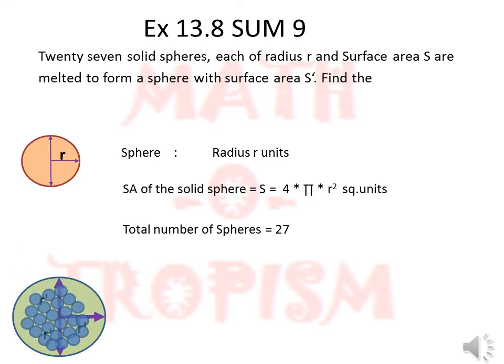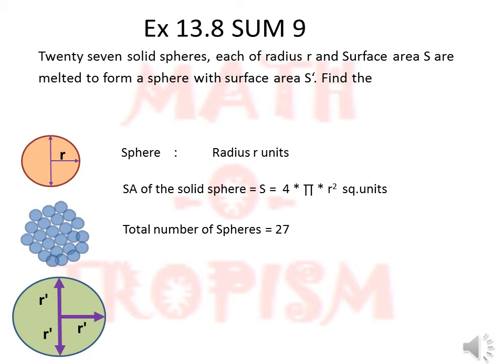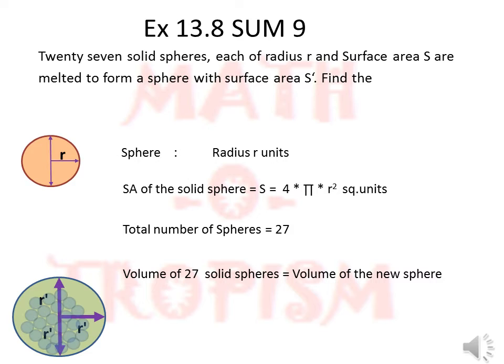Melted means we have to consider the volume, because it is including all the thing which is occupied inside the shape. So here we are not considering the areas, but we are considering the volume. Remember, whenever melting is coming, it is going to be the volume considered. So what do you mean by that? We have 27 spheres, so it means the volume of the 27 solid spheres which are melted is going to be the volume of the new sphere. So it means these are going to be melted and converted into a single sphere.